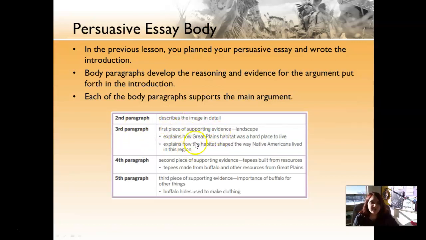The third one is the first piece of evidence, so the landscape. What does that area look like around, and how is that a place to live? The fourth paragraph is the second piece of evidence, but it could be about where they live and what kind of resources they have. And the fifth paragraph is some more evidence, and this could be things that are important to them. For mine, it was the importance of the buffalo.